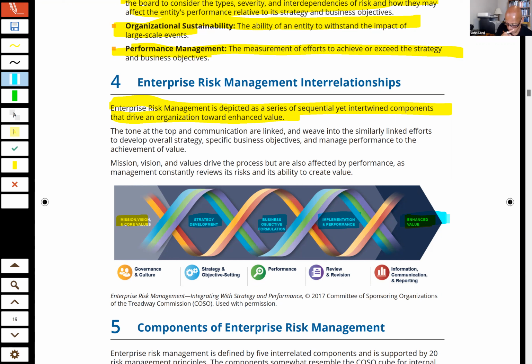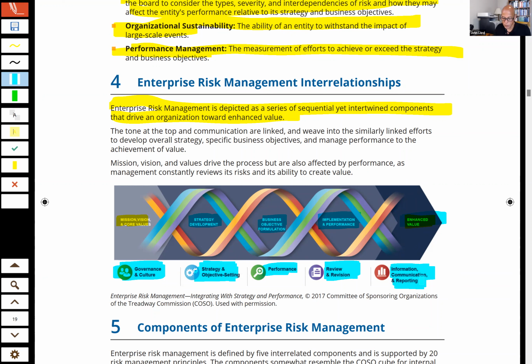And so what happens? We have driving these, what? Mission and core values, the governance and culture. The strategy development will involve the strategy and objective. Then what? Then we perform. And then much as we had monitoring in our internal control model, we'll review, we'll make revision, we'll have information, communication, and reporting that should feed back into the governance structure.